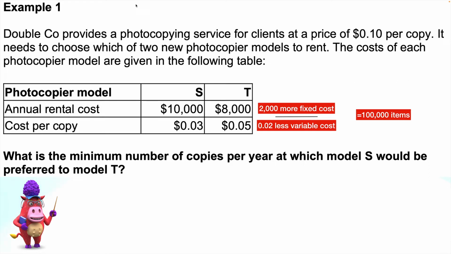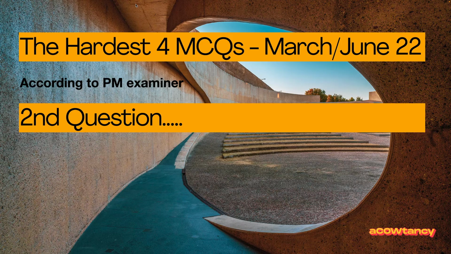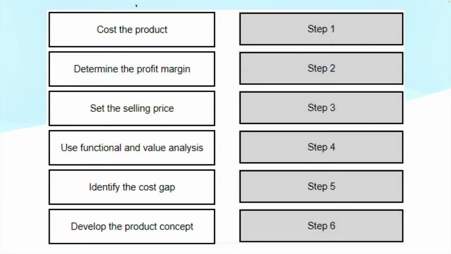So the 100,001st would be cheaper than using photocopier model S because it's only 3 pence per copy. Okay, you could also do that the way the examiner did it, which was using algebra, but I think it's easier this way. Second question then, all about target costing.